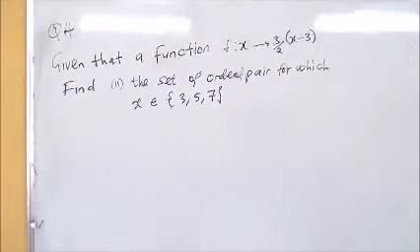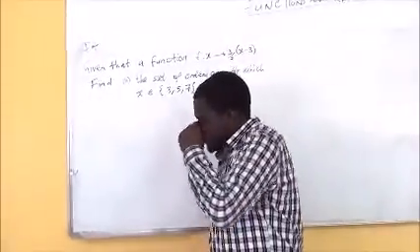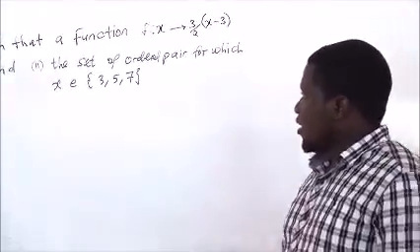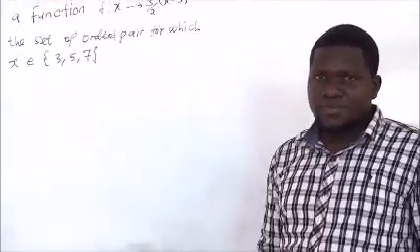Yeah, as we make a continuation from Roman numeral 2, how we are going to answer this question. So find the set of ordered pairs for which x is a member of 3, 5, and 7. Let's see everything possible that we are going to do for us to come up with a solution of this particular problem.